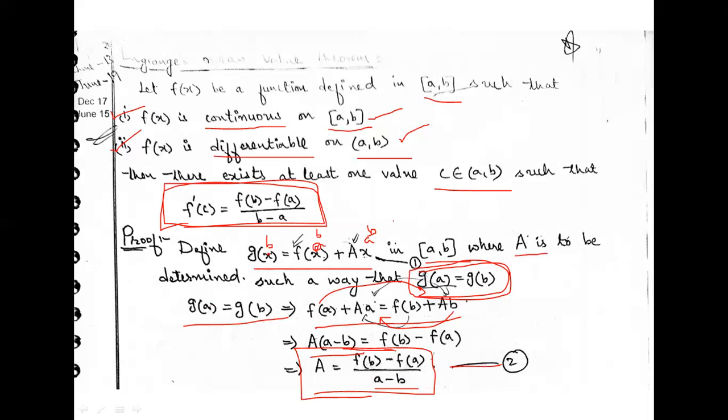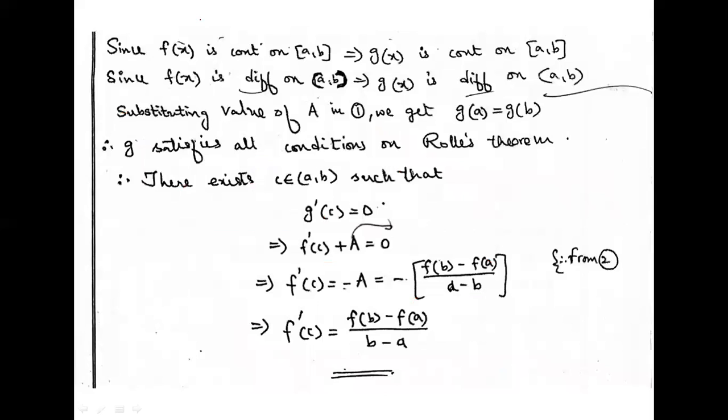Now, we got the value of A. Since f of x is continuous on the closed interval a comma b, g of x is also continuous on the closed interval a comma b.